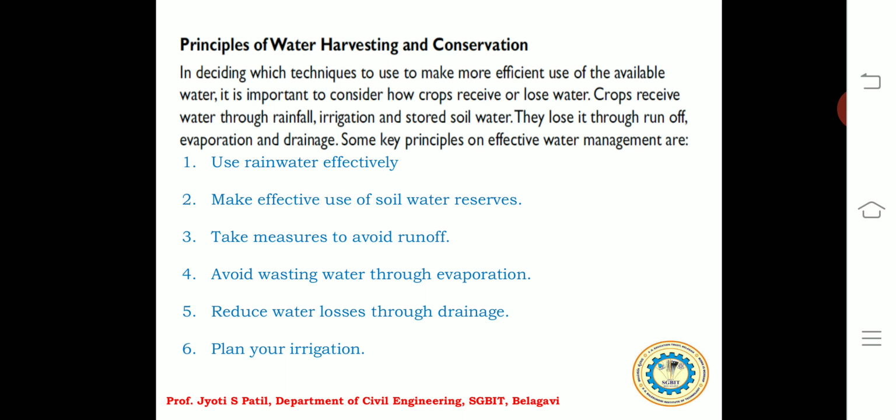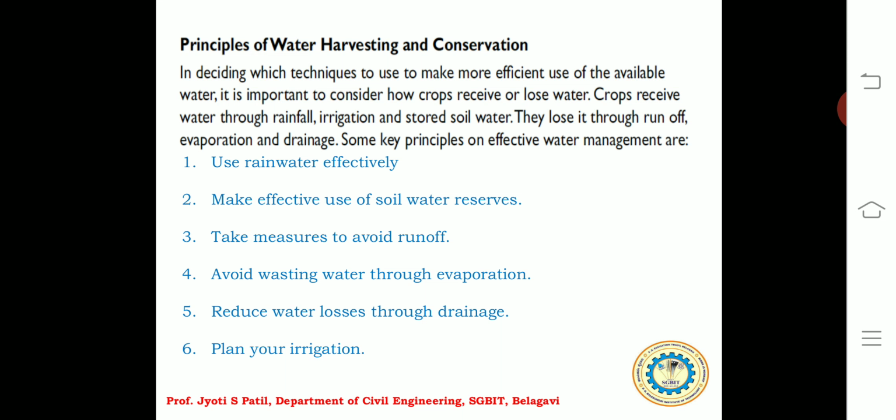The first one is use rainwater effectively. In many climates, rainfall is distributed unevenly in intense downpours that cannot be readily used by a crop. Storage techniques such as external catchments and rooftop harvesting increase the availability of water in the drier season. They also harvest water from a wider area, making more water available to the crop. Measures can also be taken to avoid the rainwater running off the surface during intense rainfall. So, we need to use rainwater effectively.